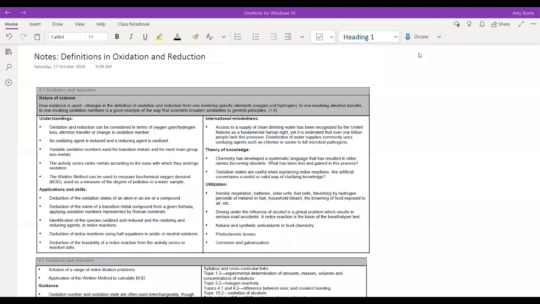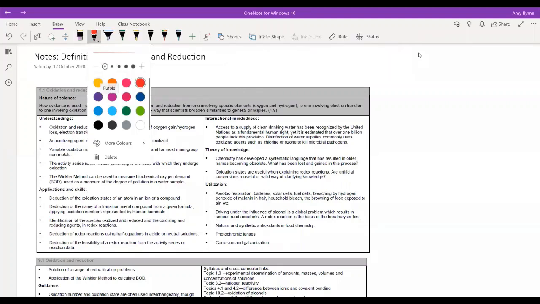Today I'm running a video on some of the definitions that we're going to need for topic 9.1, which is oxidation and reduction reactions. So I'm just going to pause and go over to my OneNote and then we'll start taking some notes. As is my wont, we will start with the study guide.